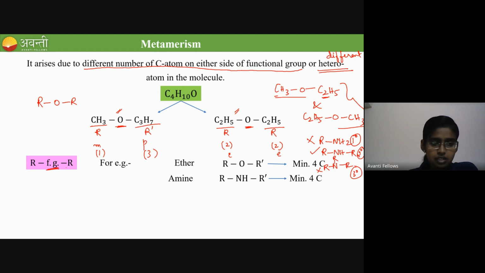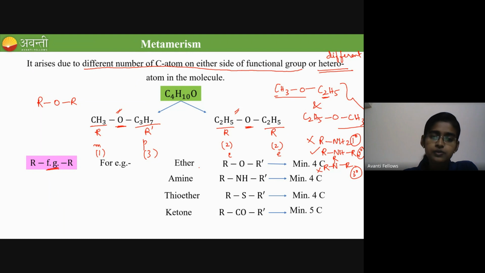That is symmetrical, so it contains 2 alkyl groups attached to it. Whereas in primary and tertiary, you have 3 alkyl groups attached, right? So it is not observed in those 2 cases. And for amine also, a minimum of 4 carbons is required. Got it? Now coming to the third functional group, thioether. Usually we write thio for representing sulfur, right? So instead of oxygen, if I put sulfur, it is called thioether. For this also 4 carbons are required.